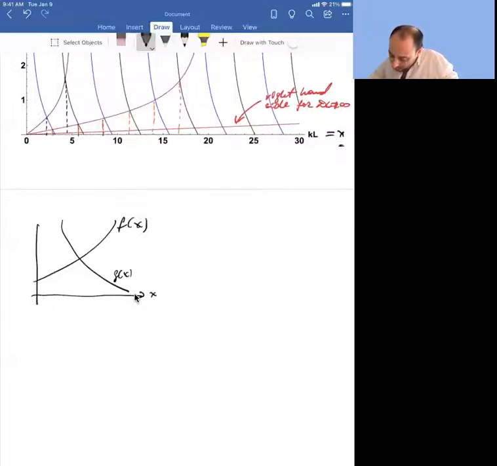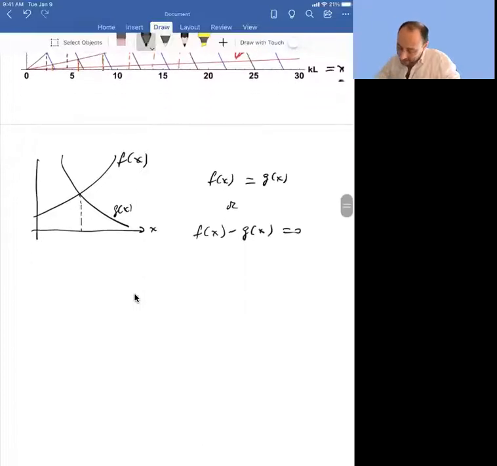To say that I want the value of x at which these two functions are equal, or at which the two graphs intersect, is to say that really what I want is the value of x for which this function, a different function, equals 0. So I can plot f minus g as a function of x, and it will be something that crosses 0 at some value.